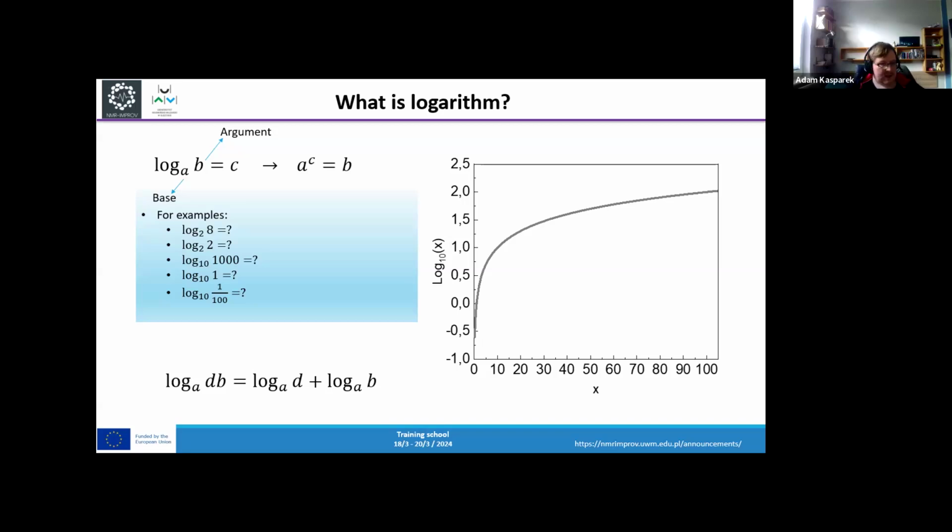Yes, the first one is three, and it is correct. So two people wrote three on the first one, and it is correct. For the second one, yes, two people also wrote it, and it's also correct. And the third example is also three, because 10 to the power of 3 gives us 1000. The logarithm of any base of 1 is 0.